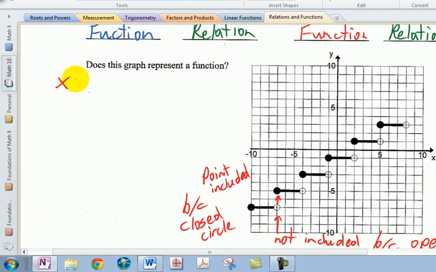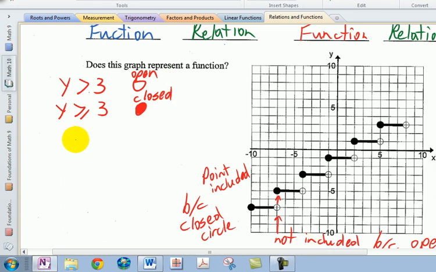Remember with our inequalities, if x is greater than, this would be y values. If y is greater than 3, we would use an open circle, whereas if we have y is greater than or equal to 3, then we use our closed circle. Okay. So this graph here is a function.